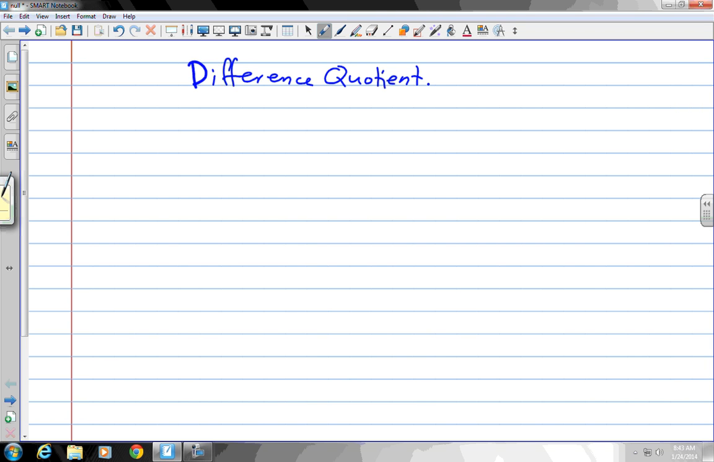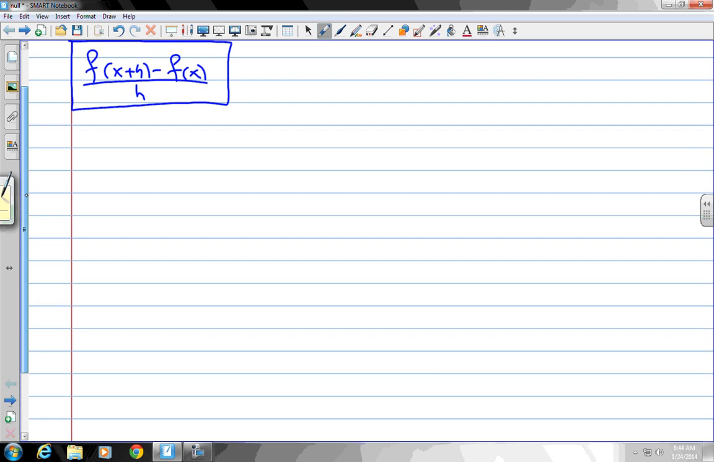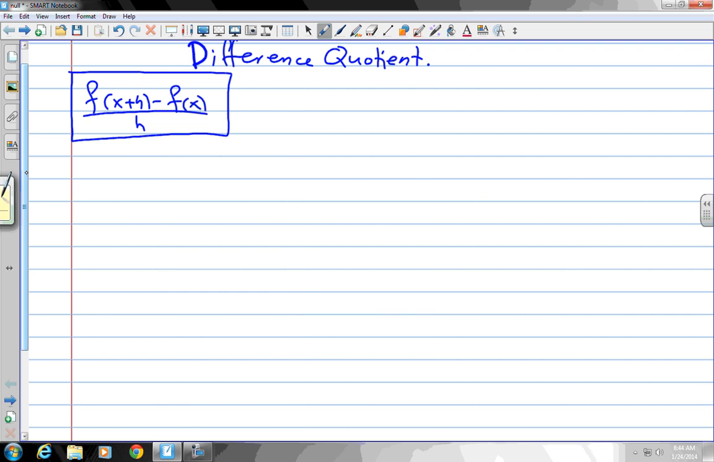So given a function f, we define a difference quotient by this formula, f of x plus h minus f of x over h. So you all remember that from algebra, right? This little thing. You play with that in algebra. Now, where it comes from, I'll mention it just briefly, what this formula is all about.